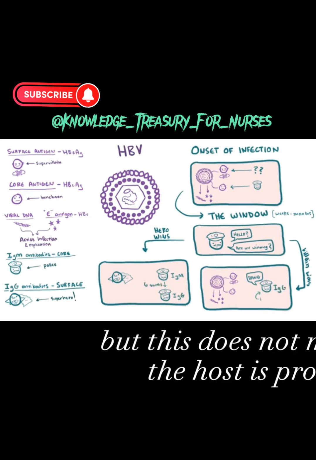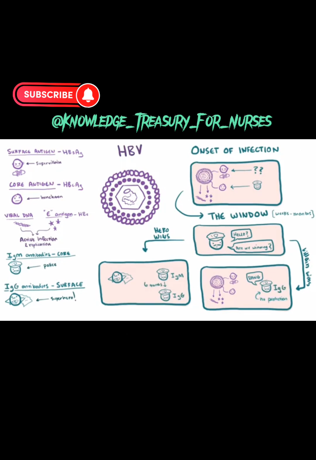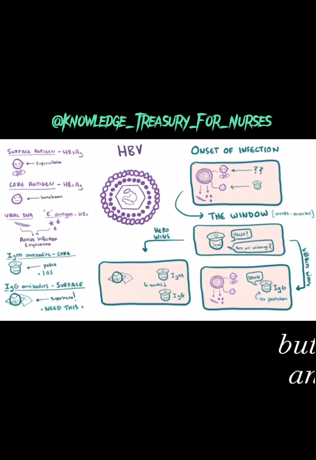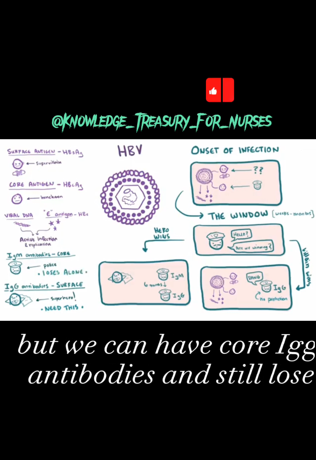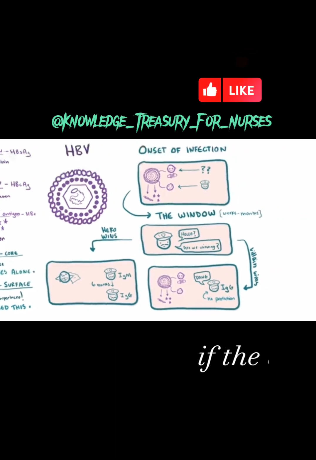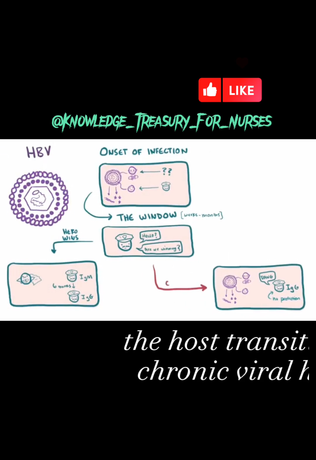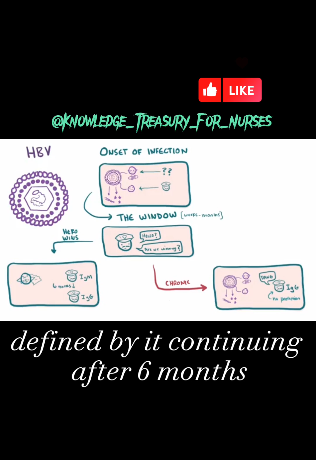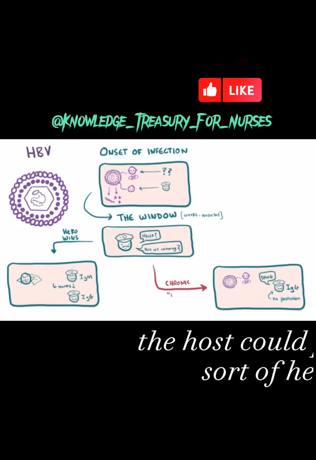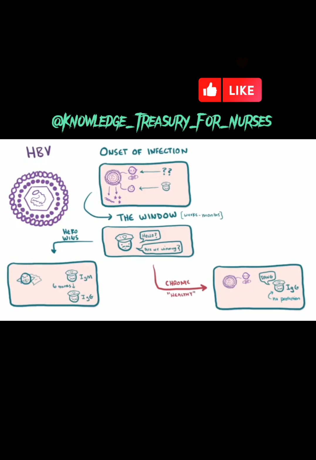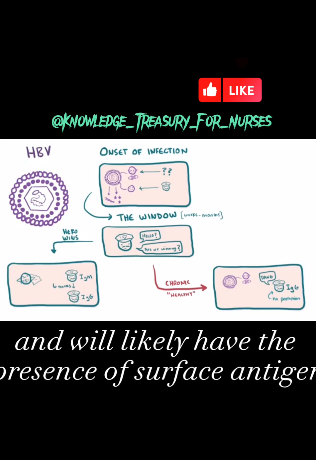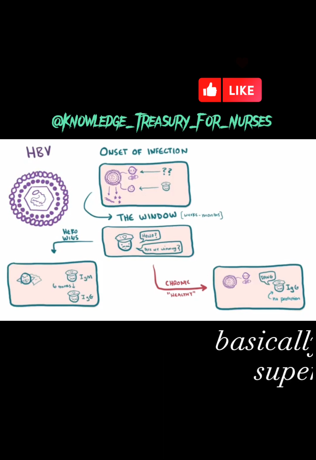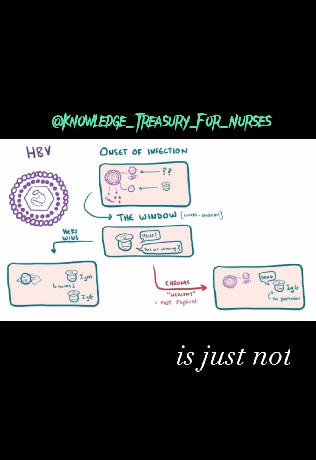But this does not mean that the host is protected. So it's important to note that we need this surface IgG superhero to win, but we can have core IgG antibodies and still lose. If the battle's lost, the host transitions into chronic viral hepatitis, defined by it continuing after 6 months. When chronic, the host could present as sort of healthy, and will likely have the presence of surface antigen, core antibody, and no DNA or E antigen, basically saying that the supervillain's there, it's just not replicating.